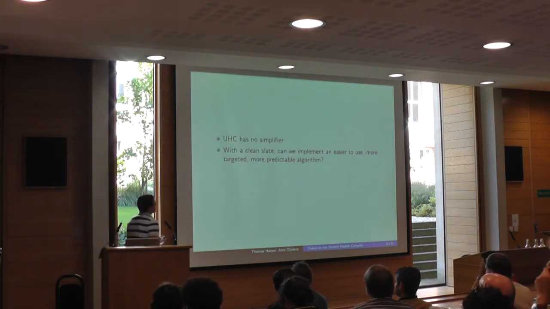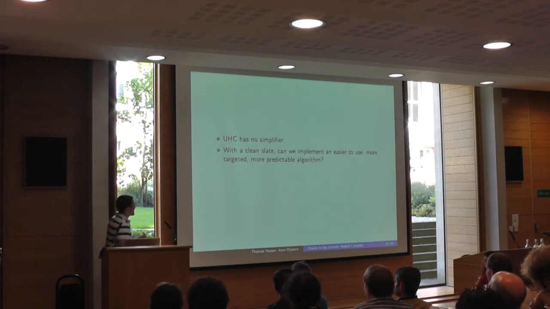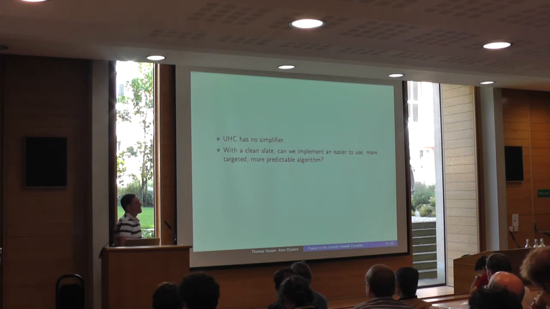So when I started this work, I asked what UHC had, and I was told it does almost no optimizations. And I said, great, I don't have to worry about anyone else's work. I can do whatever I want. I wasn't going to implement an entire simplifier, because that seemed excessive, and the goal was fusion, not a simplifier. So the question I asked was, with a clean slate, can we implement an easier to use, more targeted, more predictable algorithm? The idea was to lift out what GHC does and actually do it in the way we want it to be done. This takes the onus off the programmer to contort the simplifier into doing this.